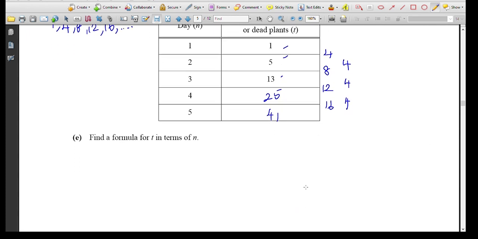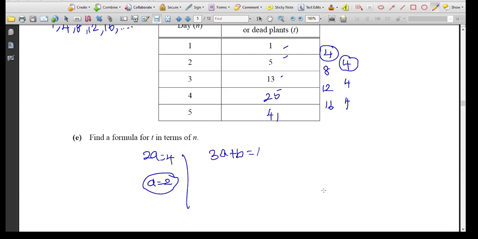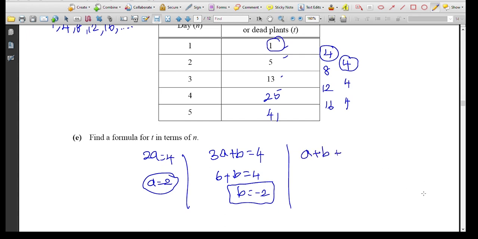So here what I got is 2a is 4. 2a equals 4 yields a equals 2. Then we know that this 4 is nothing but 3a plus b. 3a plus b equals 4, and 3a is 6, 6 plus b equals 4, so we get the value of b as negative 2. And the value here is a plus b plus c. This is the way of finding the quadratic sequence nth term. So a plus b plus c equals 1, and we know this is 2 minus 2 plus c equals 1, which gives the value of c as 1.